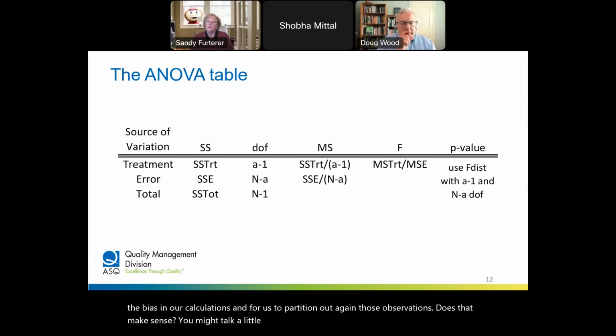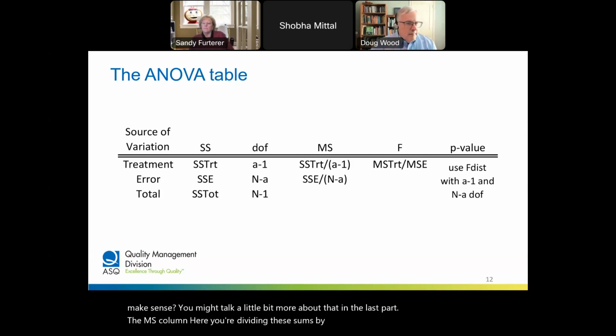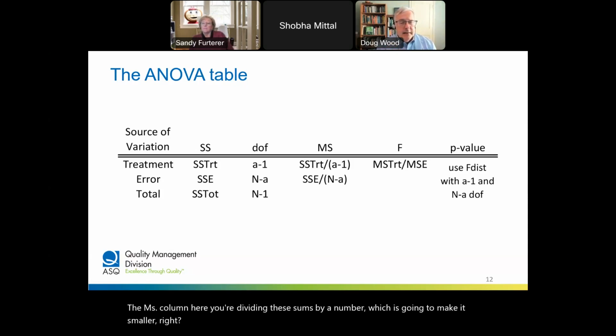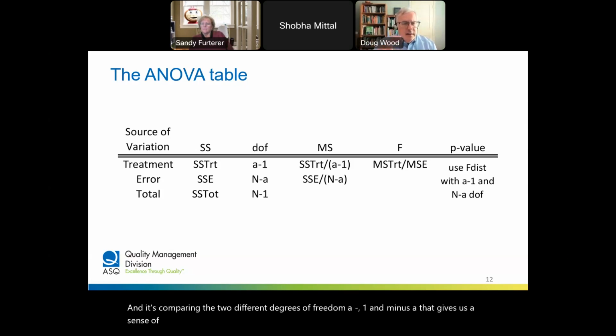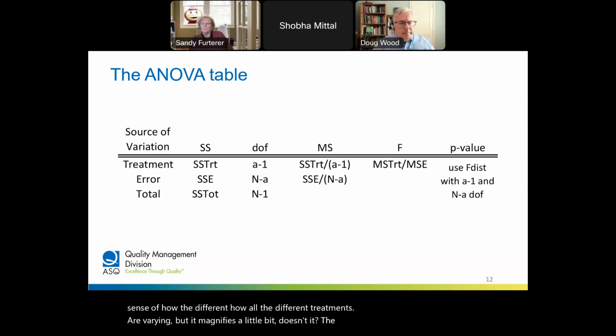You might talk a little bit more about that. So the MS column here, you're dividing these sums by a number, which is going to make it smaller, right? And comparing the two different degrees of freedom, a minus 1 and N minus a, that gives us a sense of how all the different treatments are varying, but it magnifies a little bit, doesn't it, the differences between them.